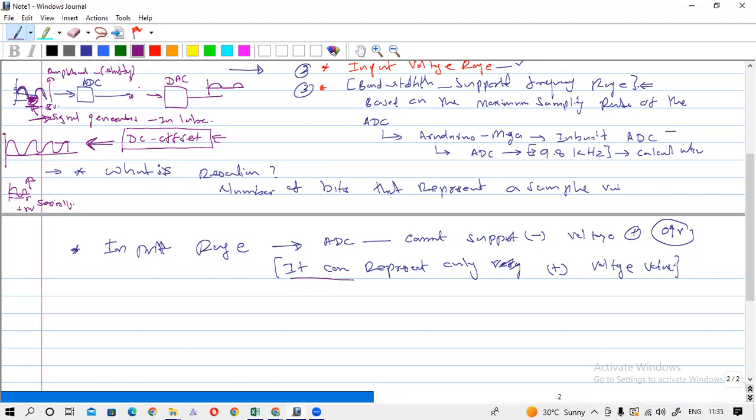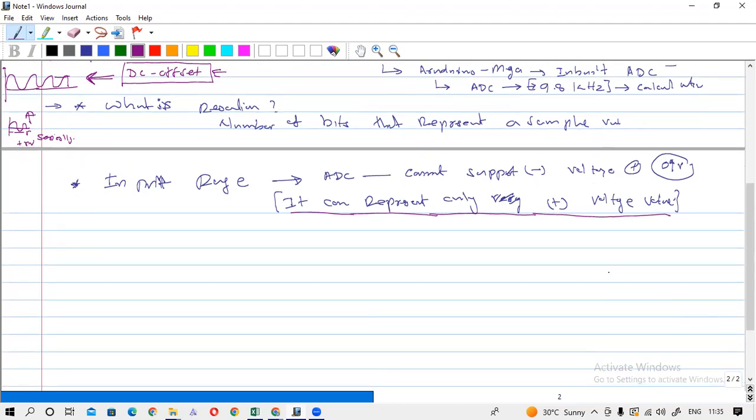This is also a very important point. So what is the input range? The normal input range is 0 to some maximum value. It depends on the ADC.